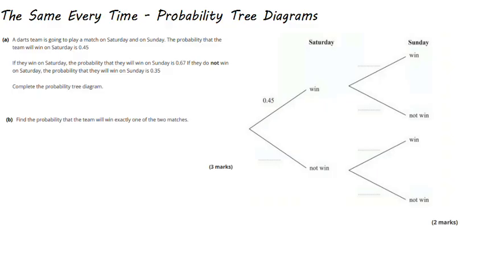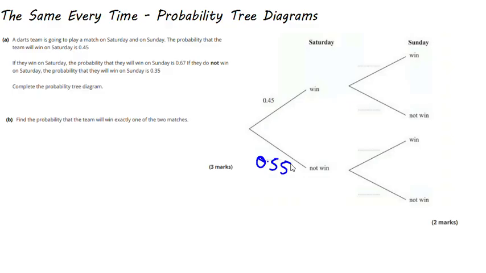We can already do some of this without looking at the words, because we should remember that on any tree diagram, the pairs of branches that are next to each other have probabilities that add up to make 1. So 1 minus 0.45, immediately I can see that the not win probability there is 0.55. So I can do that without actually reading the words. But I need to read the words now.